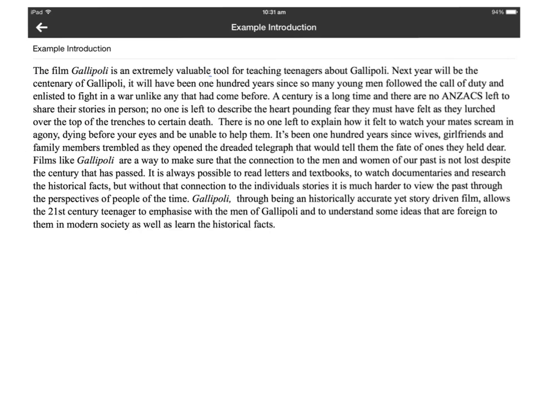It is always possible to read letters and textbooks, to watch documentaries and research the historical facts. But without that connection to the individual stories, it is much harder to view the past through the perspectives of people of the time. Gallipoli, through being an historically accurate yet story-driven film, allows the 21st century teenager to empathise with the men of Gallipoli and to understand some ideas that are foreign to them in modern society, as well as learn the historical facts.